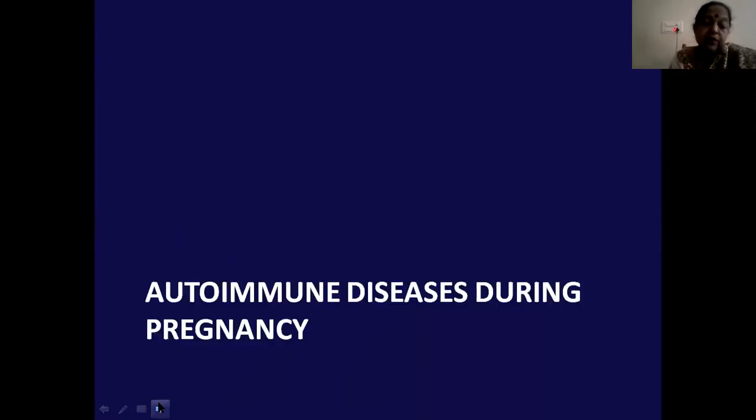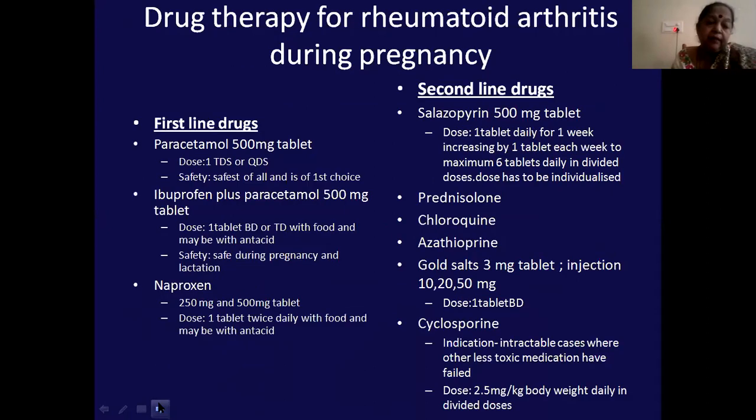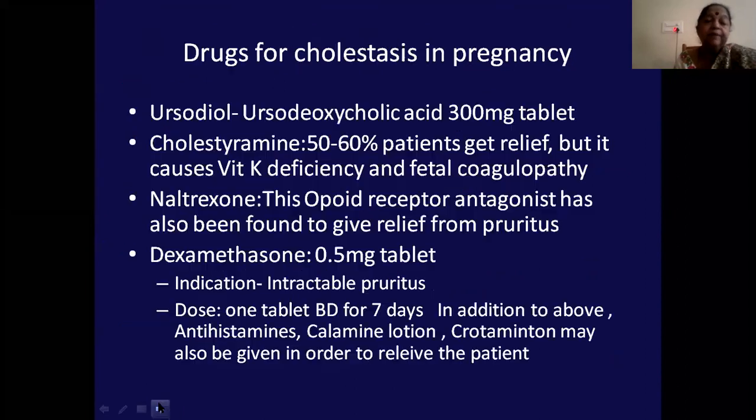Autoimmune diseases during pregnancy, these are a few of the diseases, like APLA, we know, the antiphospholipid antibody syndrome, and these are the drugs we commonly use, like aspirin, aspirin plus heparin, and prednisolone. These are the commonly used drugs and they can be used safely. About rheumatoid arthritis, paracetamol, as I have already told about the analgesics, can be used, and when they should be avoided, I'll not go into the details. And SLE as well. In SLE they also use aspirin, prednisolone, hydrocortisone, and some of the immunosuppressants. You should be very, very careful whenever using them.